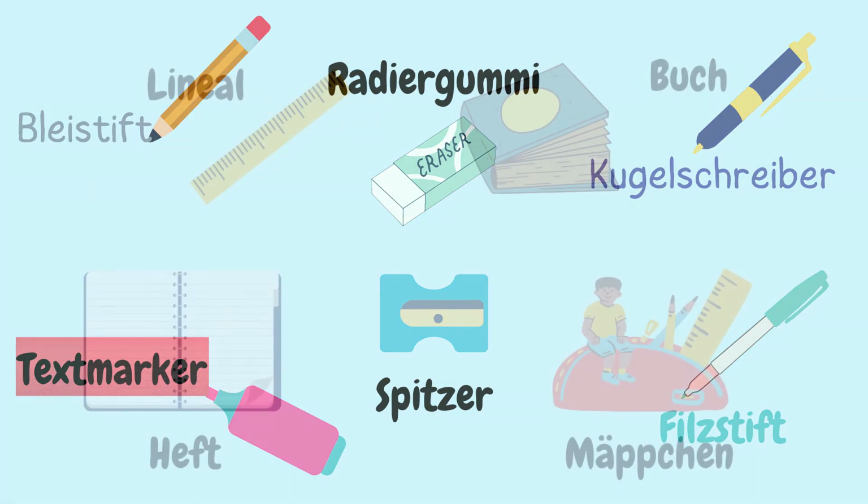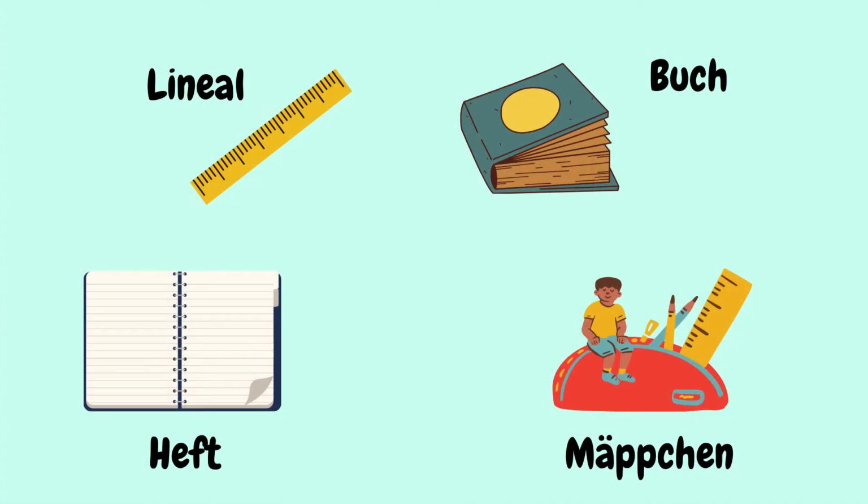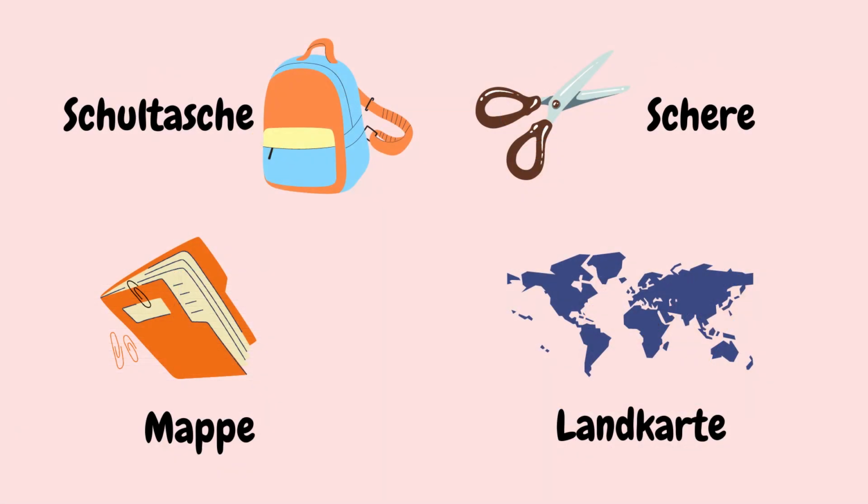Now let us check the words in Neutrum. Das Buch, das Heft, das Lineal, das Mäppchen. Words in Feminin. Die Schultasche, die Schere, die Mappe, die Landkarte.